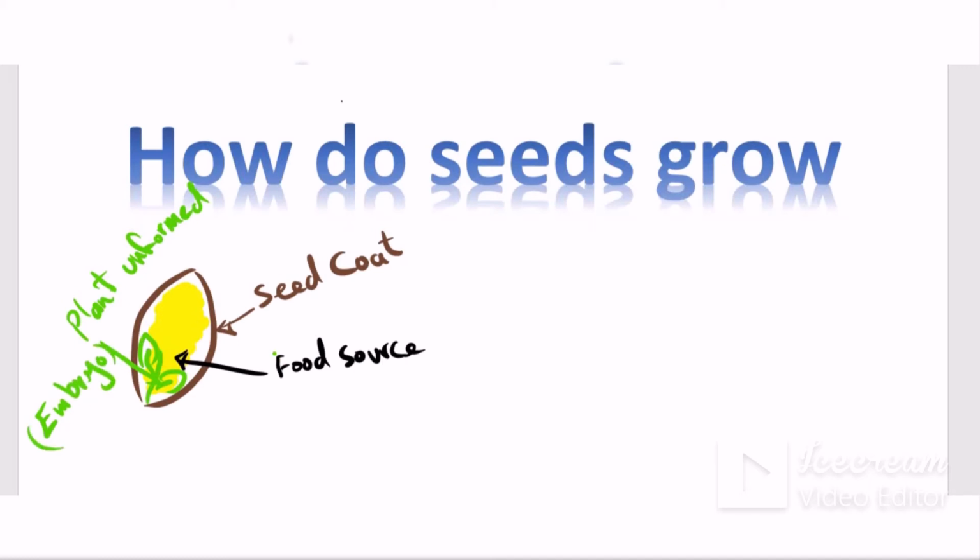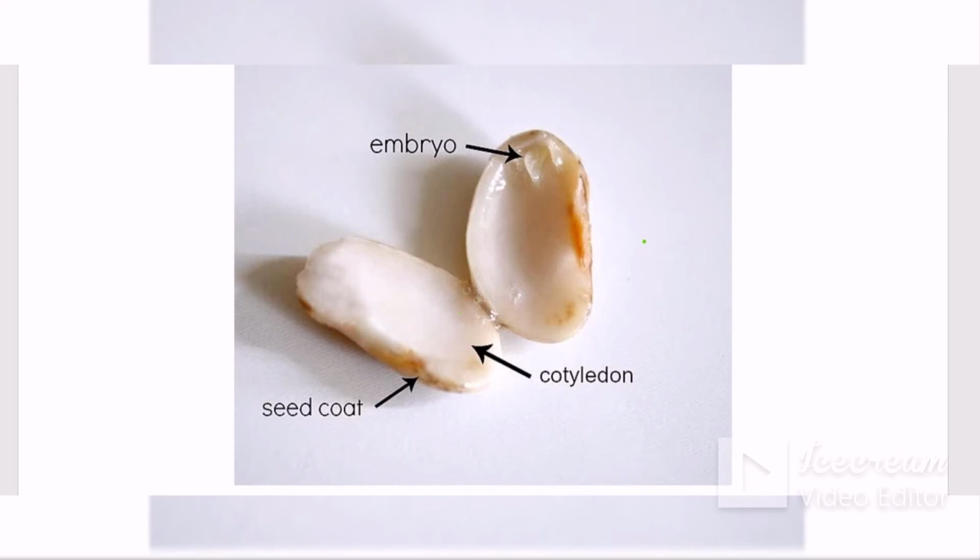Now I'm going to show you a real picture of a bean. You can see very clearly the seed coat, the food source, and also the embryo. In this picture you can see the embryo, a very small plant not formed yet, and here the outer cover is called the seed coat, and that is the food of this plant. The plant will use it when it starts to grow.